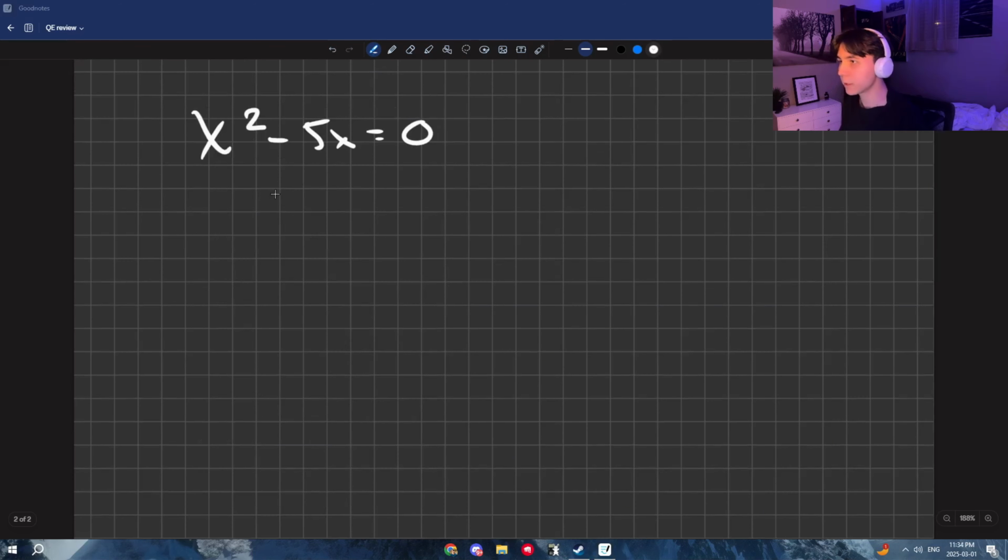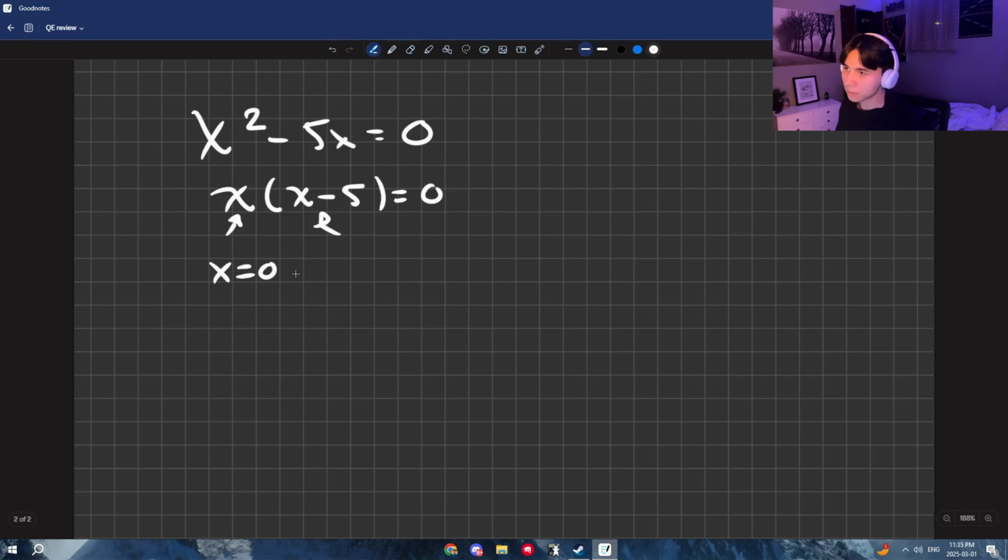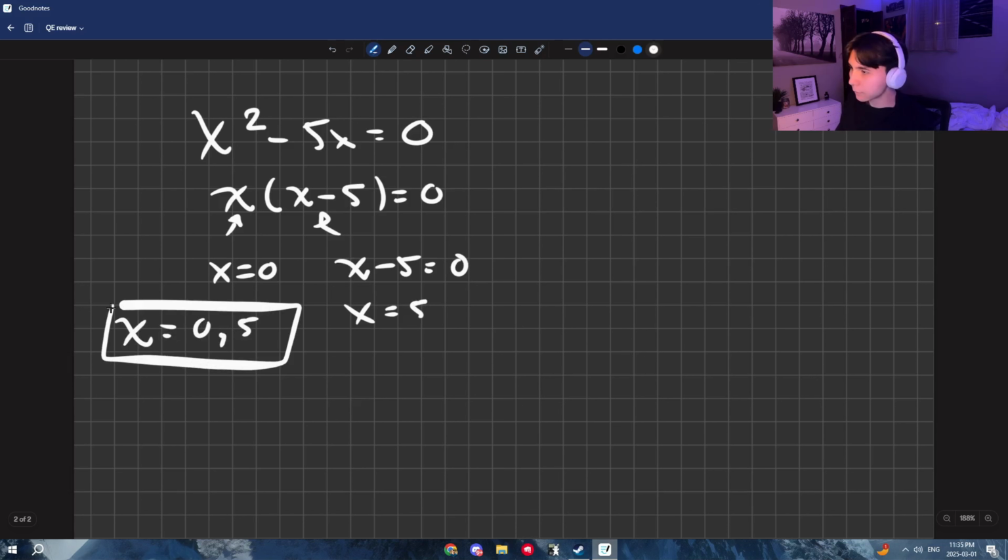Alright, here's another problem we have. We have x squared minus 5x is equal to 0. There's a couple ways we can do this, but the easiest is going to be solving by factoring. What's common between these two terms is an x, so we can just factor out an x. We're going to get x times (x minus 5) is equal to 0. Now we're going to set each factor equal to 0. So we have x equal to 0, and then we have x minus 5 equal to 0. Add 5, and we get x is equal to 5. So our solutions here are going to be 0 and 5. It's a very simple one there.